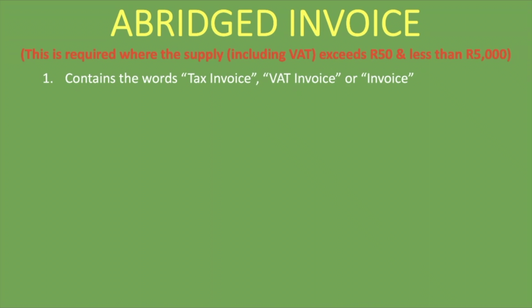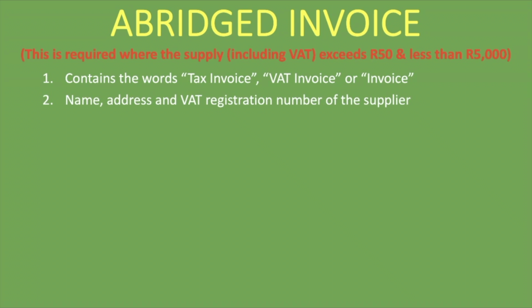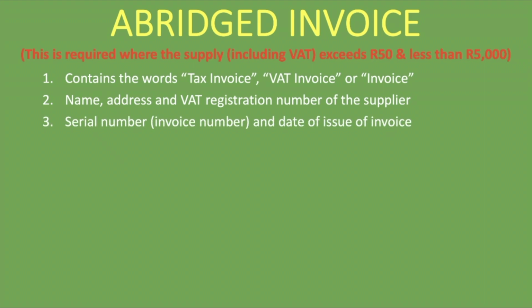What is included there? Well, the first one here, it must include tax invoice, VAT invoice, or invoice. So you can see it's the same as the full tax invoice requirement number 1. The second one, name, address, and VAT registration number of the supplier needs to be indicated on the invoice. The third one is the serial number or invoice number, and the date of issue of the invoice needs to be indicated. The fourth one, it must have an accurate description of the goods.